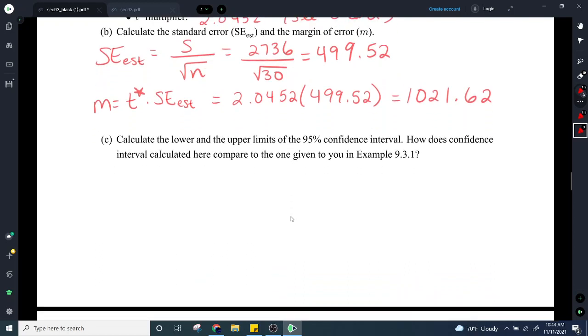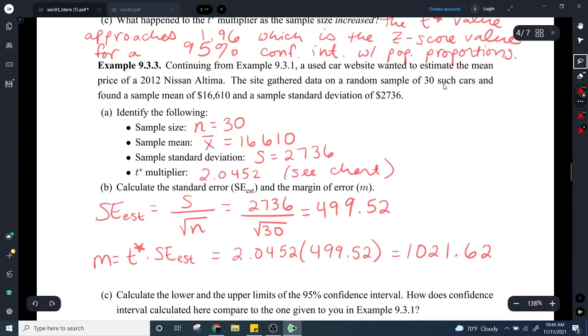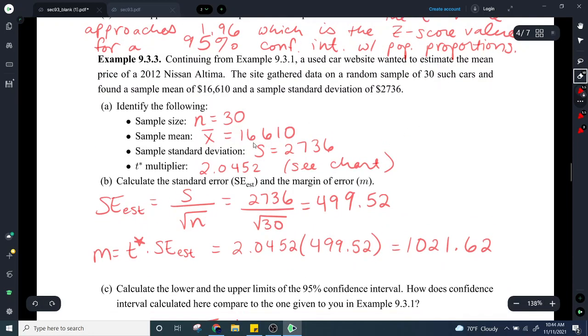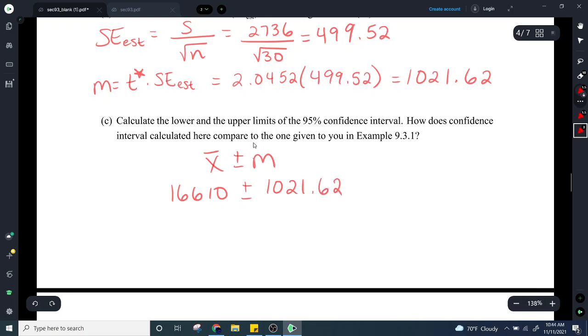Remember the formula for our confidence interval: it is X bar plus or minus our margin of error. So X bar, remember what X bar was. X bar was up here. That was the 16,610 number. So we're going to take 16,610 and we're going to add and subtract the 1,021.62 that we just computed.